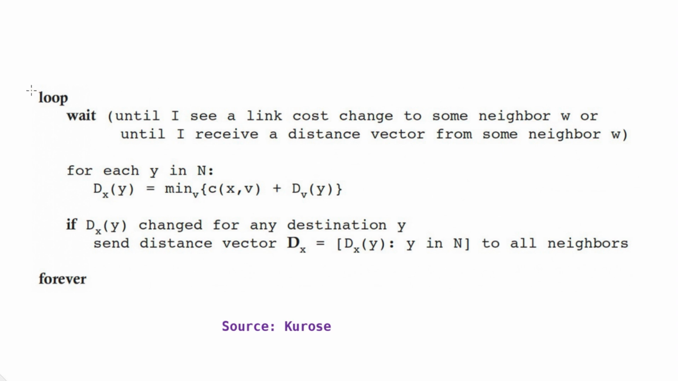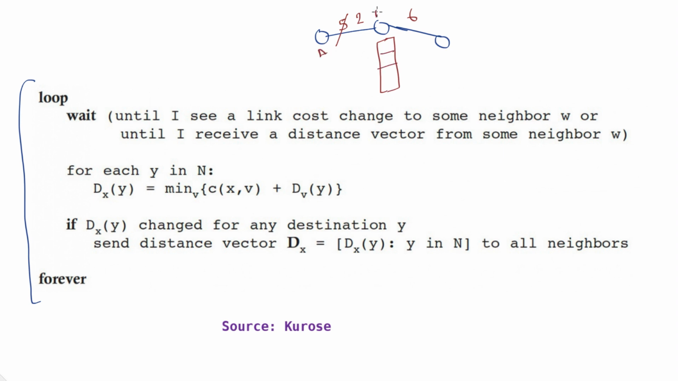Yeah, before the example, this is just a pseudocode of the algorithm. It says to wait until I see a link cost change to some neighbor. Suppose this is the graph, and initially the costs are 5 and 6, something like that, and suppose this cost drops to 2 immediately. Then what will happen to the distance vector of this router? Let's suppose this is A, this is B, this is C. B will immediately update that if you want to go to A, the distance was earlier 5, and now the distance is 2.